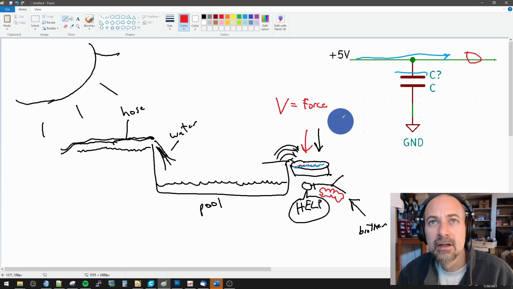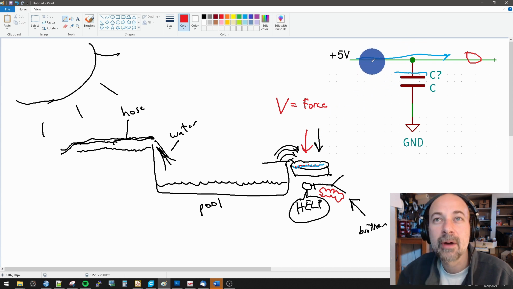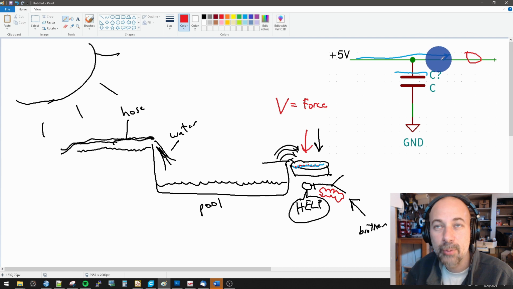And so you can see the electrical equivalent over here. You can see where I was practicing. We have 5 volts. We give it some juice. Oh no, we have an empty capacitor. Well, forget everything over here. The capacitor is the top dog.